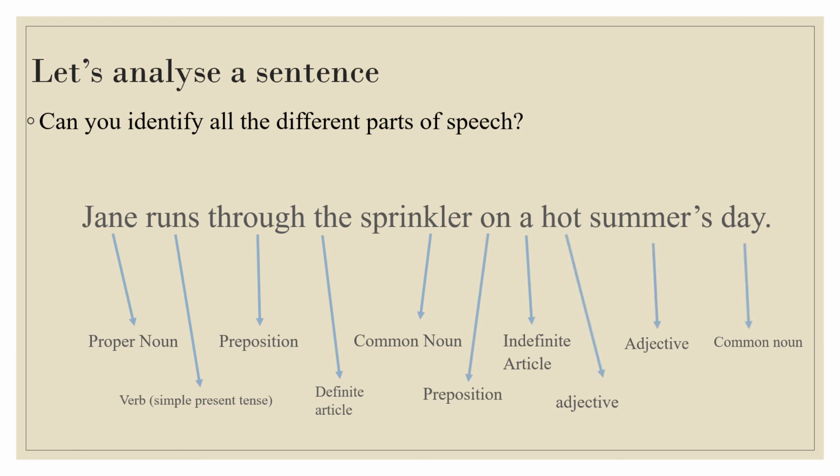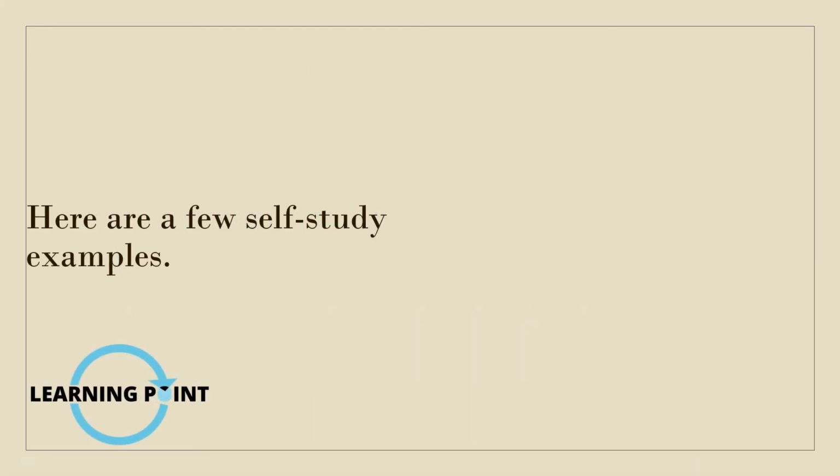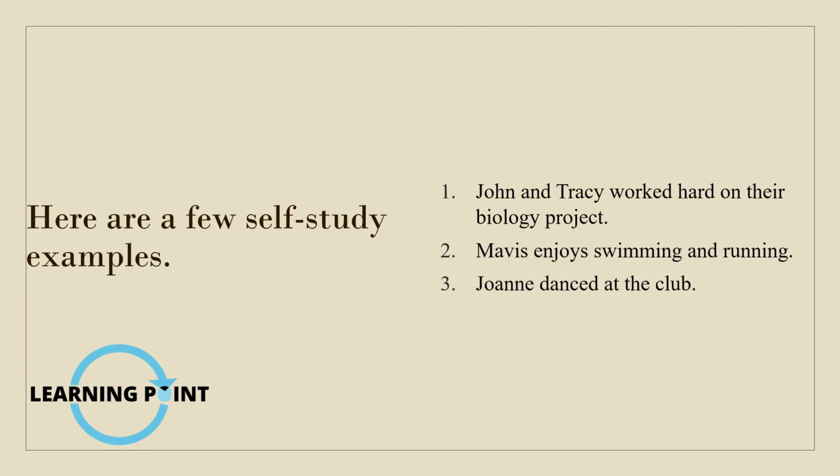Now, how did you do? Could you manage to name all of these? Did you go into more detail than I did? If you did, great stuff. Now, I want you to do a few self-study examples. These are the same as from the previous video, except now we are not looking for subject, verb, object. We are going to write each sentence down and then, like we did in the previous slide, name each part of speech. That is what I want you to do now to practice what you have just learned.